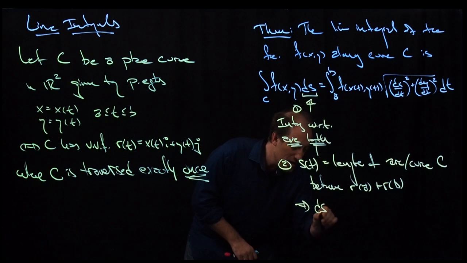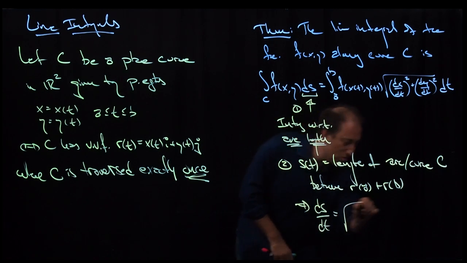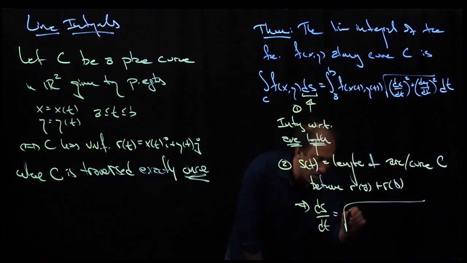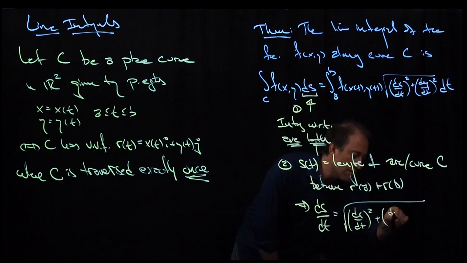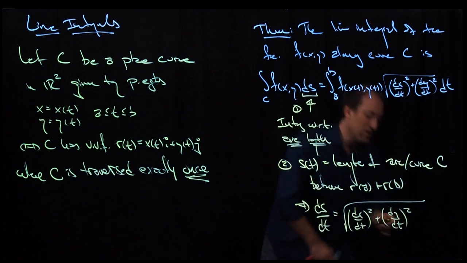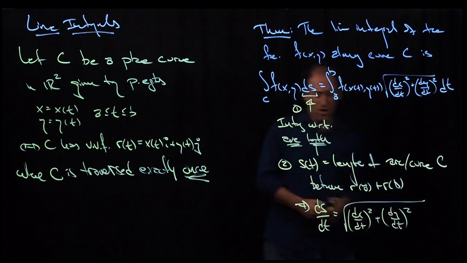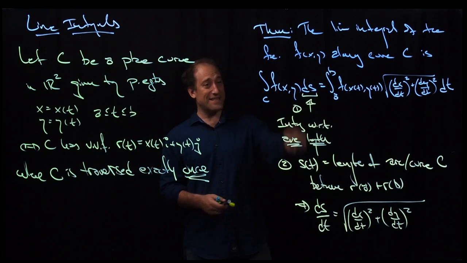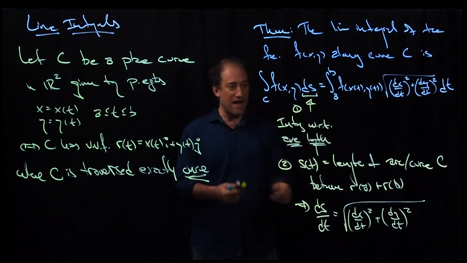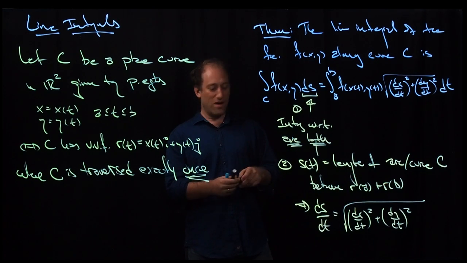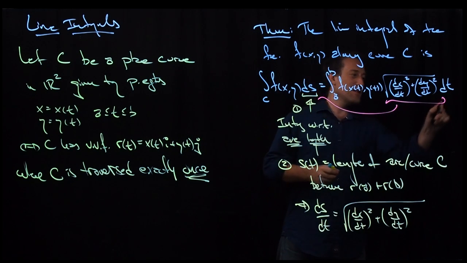ds dt is equal to the square root of dx dt squared plus dy dt squared. Another way of saying this is that ds is equal to the square root of all of this stuff times dt. So that's what this is.